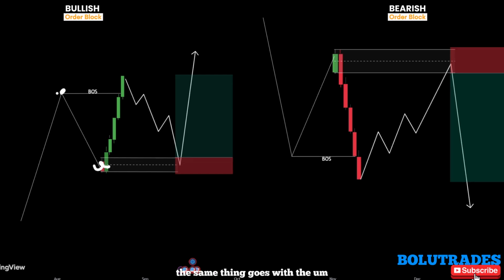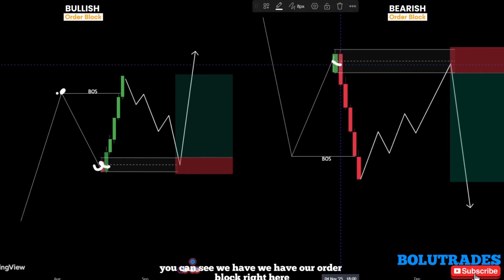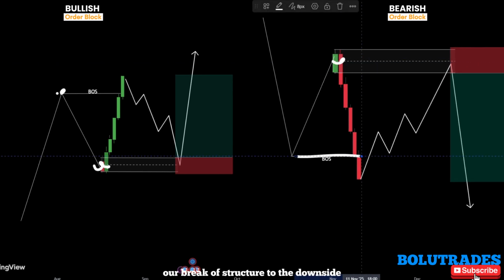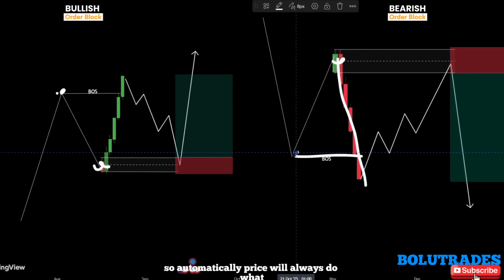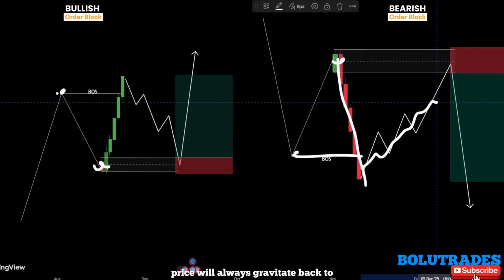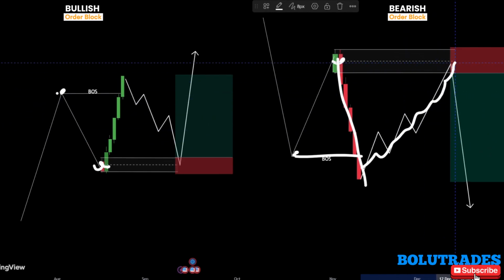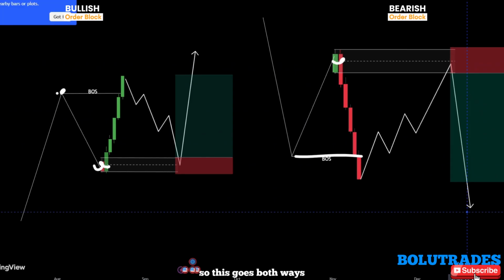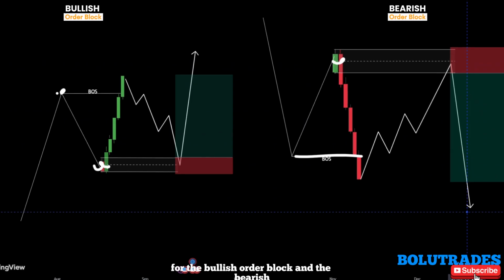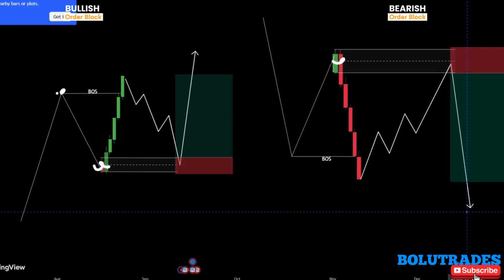The same thing goes with the bearish order block right here. You can see we have our order block right here. We also have our break of structure to the downside, and you can see price broke through the previous low we have right here. So automatically, price will always gravitate back to fill the order block, then continue with its initial direction to the downside. So this goes both ways, for the bullish order block and the bearish order block.